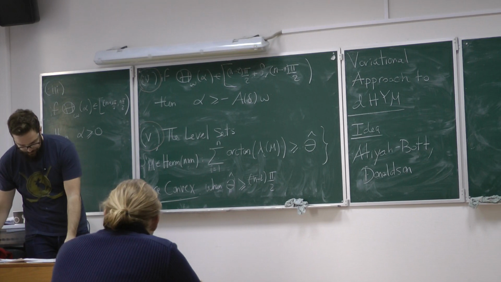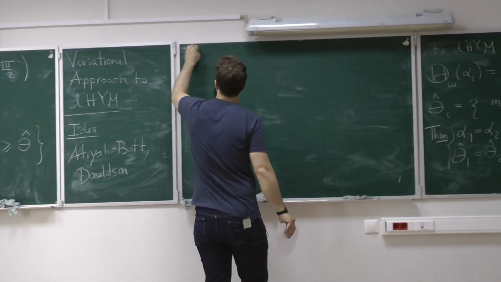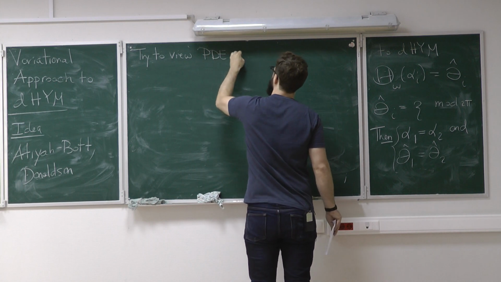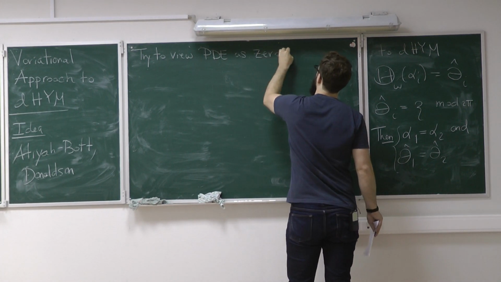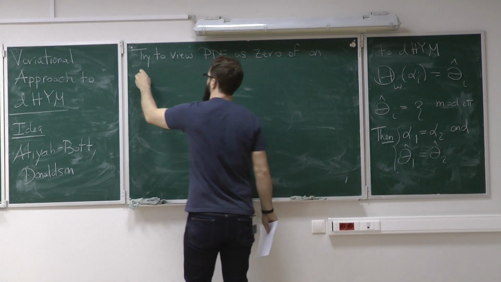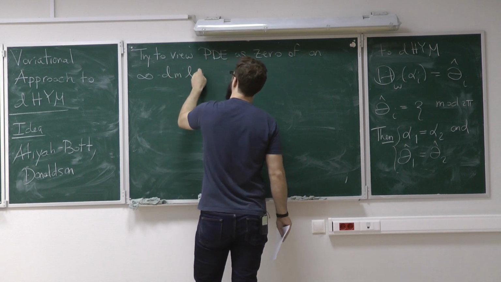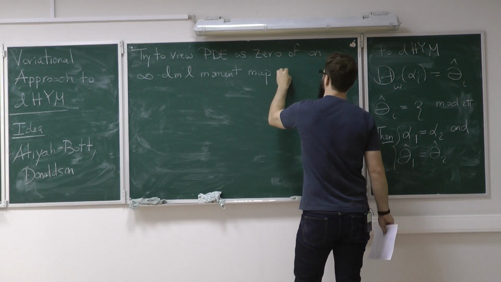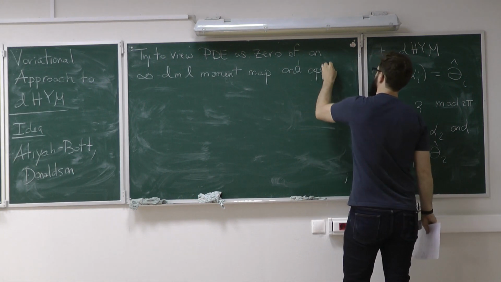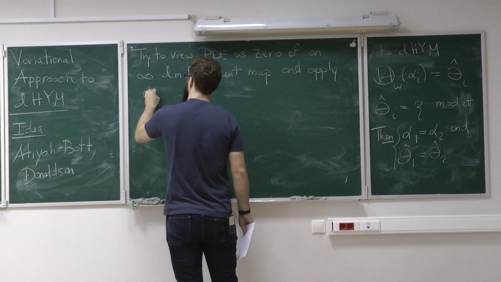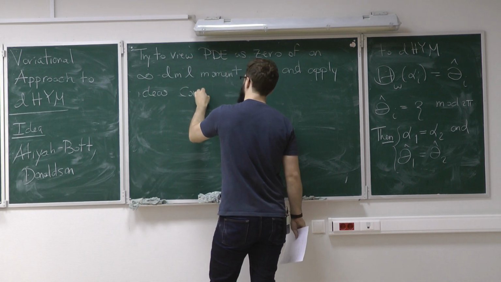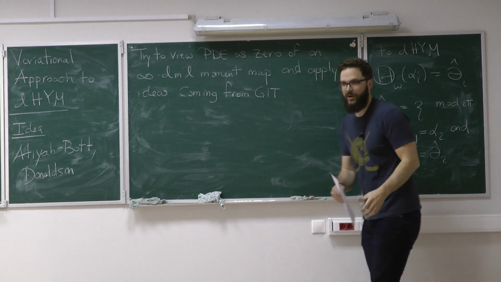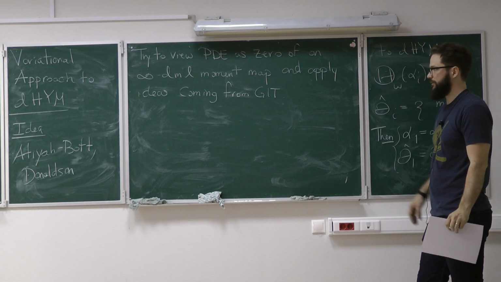Okay. So try to view the PDE as the zero of an infinite dimensional moment map. And then apply the GIT philosophy, or ideas coming from GIT. This is a really beautiful idea. And it's very powerful, provided you can figure out how to view your PDE as the zero of a moment map.